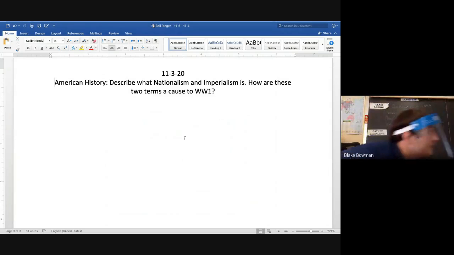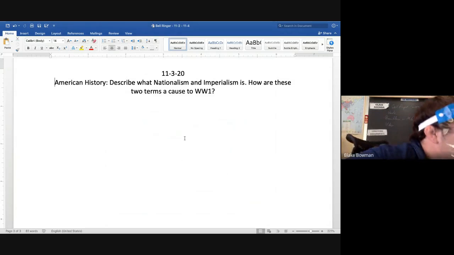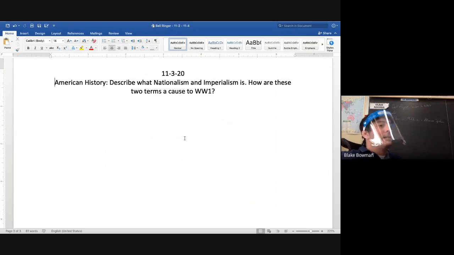Nationalism, imperialism. Remember that graphic organizer activity, that's going to be due tomorrow after we go over the last cause to World War I, which will be assassination. So just hold on to that until tomorrow. We'll go over it, and once we're done, turn it in, and I'll give you credit for it. And then you can use that as a study tool.